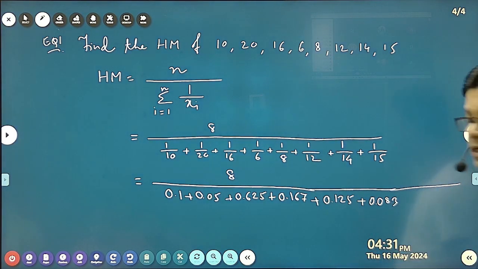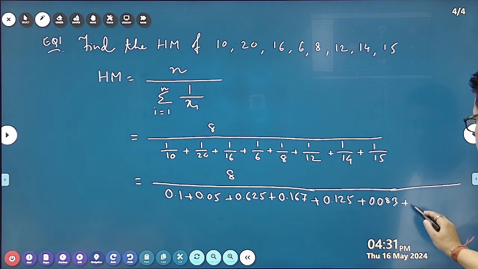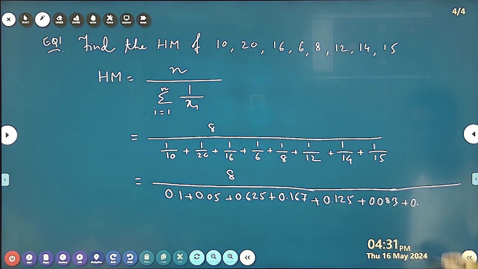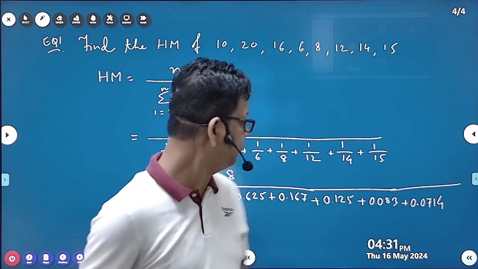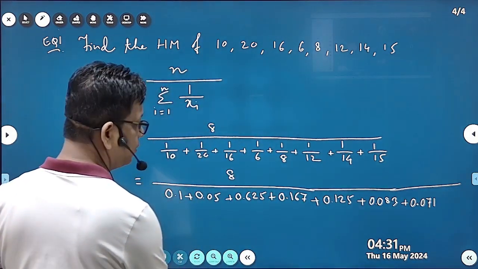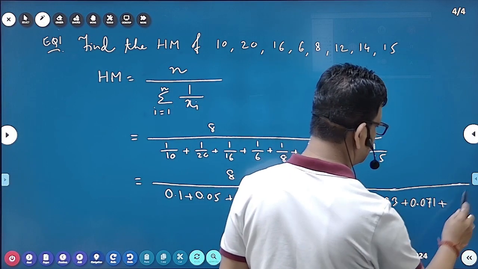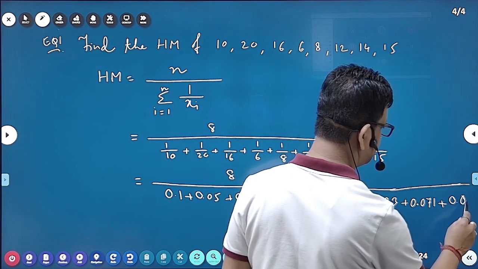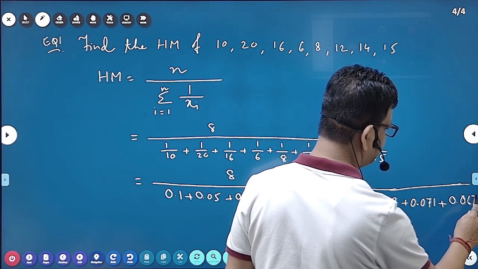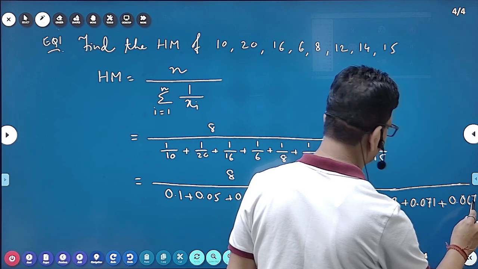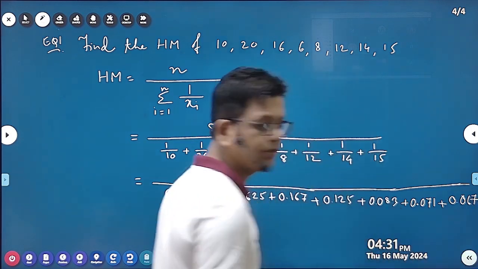You notice, right? Then 1 by 14, once again, it will go 0.071. After 1 comes 4. Since it is 4, no question of rounding off, so it will be 0.071 only. Then the last one, 0.06. After that, you round it off, right?